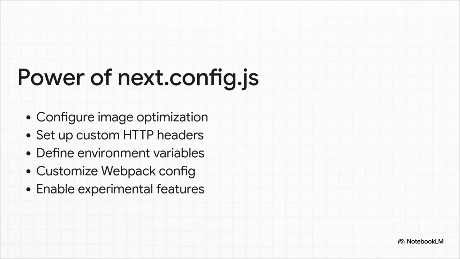Now, let's talk about a file your Replit project might not even have, next.config.js. Think of this as the new main control panel for your entire application. This is where you'll handle everything from image optimization to custom security headers, all the way to tweaking the build process itself. Getting comfortable with this file is a massive step toward a truly professional setup.